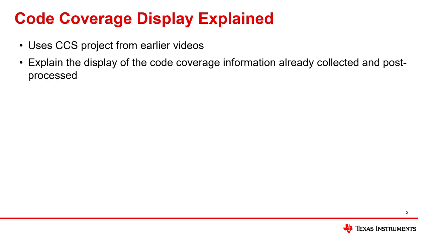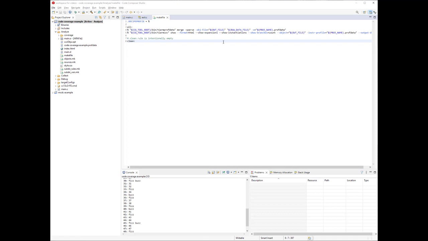This video uses the CCS project that appeared in the previous videos, and so the code coverage information has already been collected and post-processed, and now it's time to look at the display and explain what we're seeing. Since the post-processing is already complete, the index.html file is present in the Analyze folder. That HTML file refers to things in this coverage folder. So let's double click on it and get a look at it.